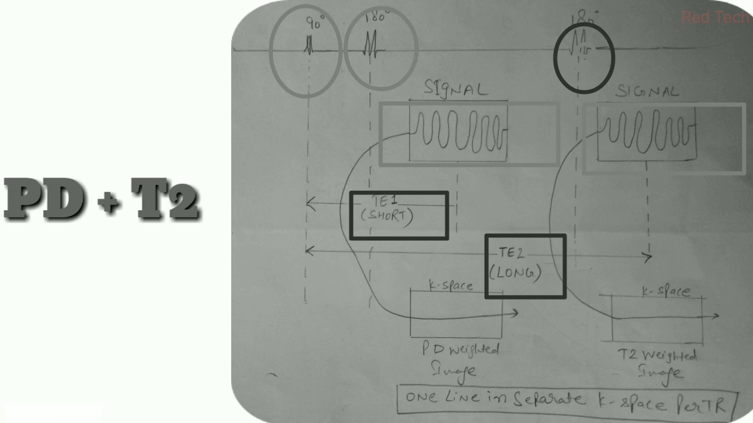When we receive the first time of echo in a short time, we can form the PD image, meaning the proton density image, and the k-space is separate for both of the sequences. And when we receive the long time of echo, we can form the T2 weighted image.